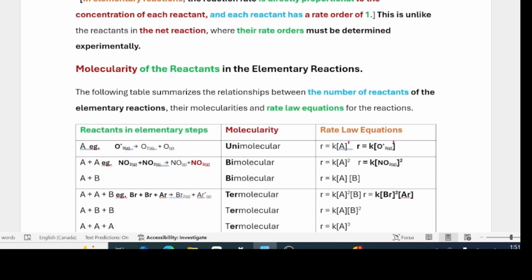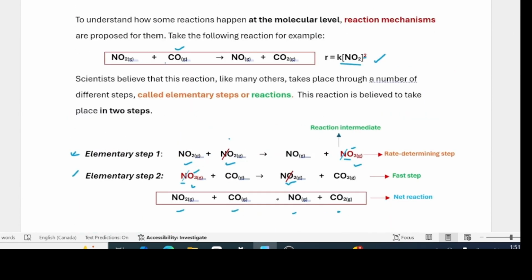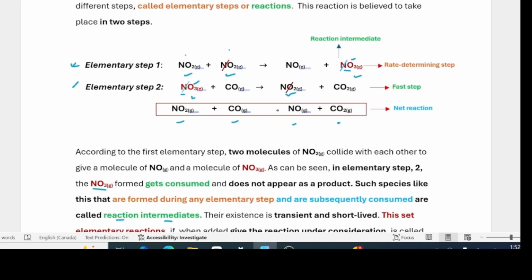For a point of emphasis, we'll go back to that net equation. To determine the rate orders of nitrogen dioxide and carbon monoxide, experiments had to be performed before one could attain this rate law equation. However, when we are dealing with the reactant species in the elementary steps, a different ball game happens, because this one is colliding with that one, so all the species within them will have a rate order of 1.